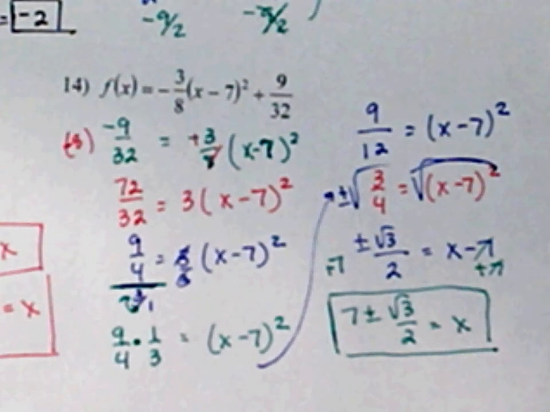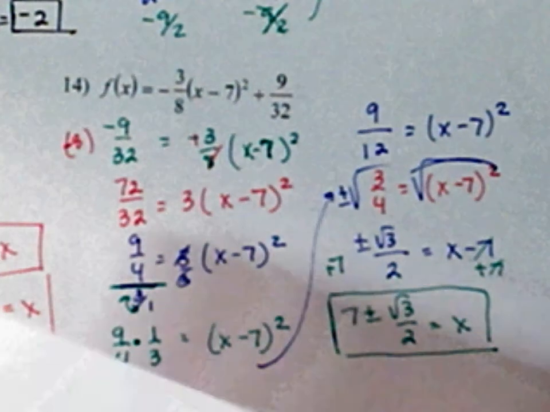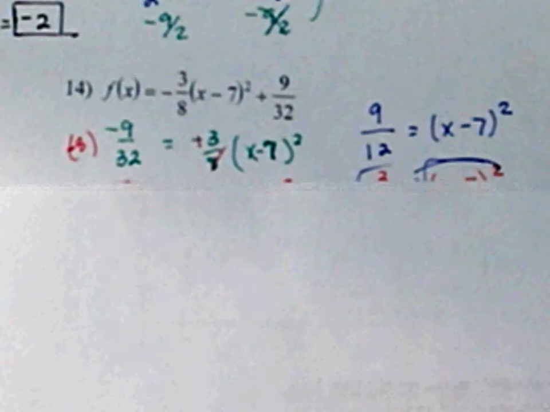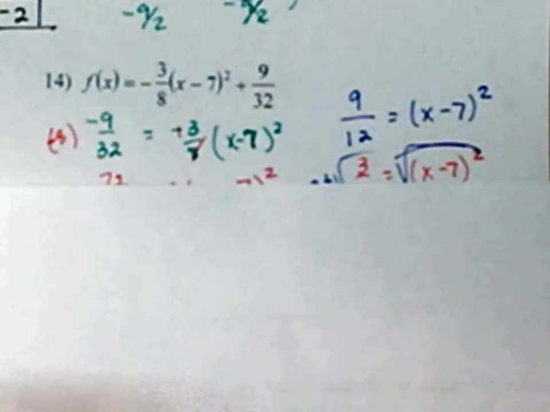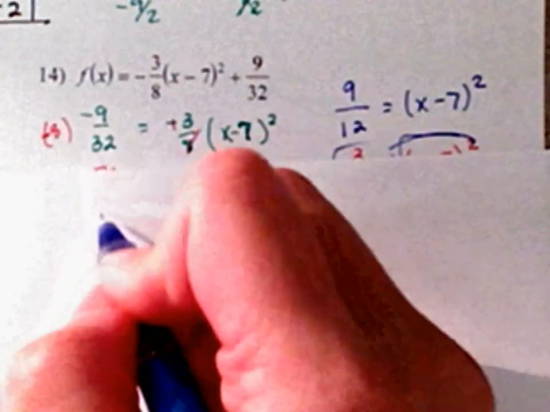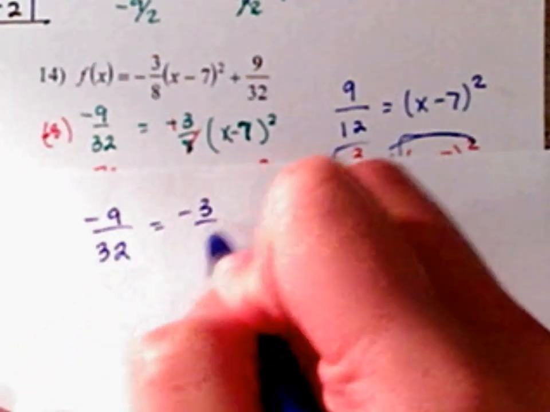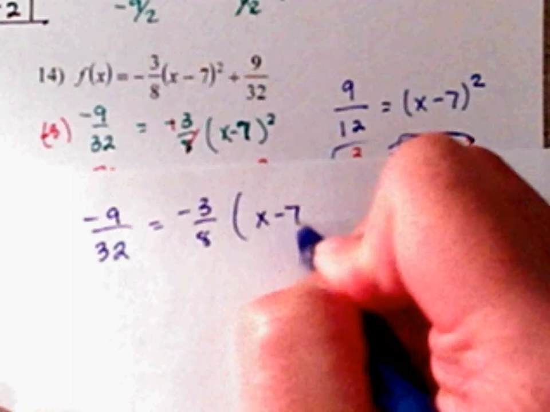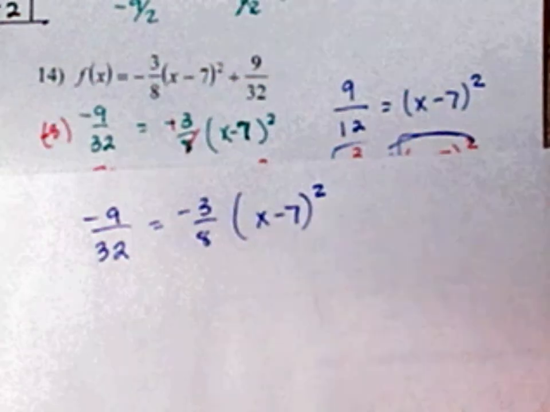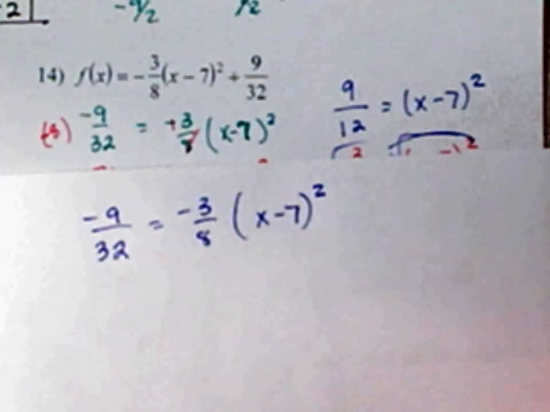Alright, now I want to show you guys something that you could have done instead of taking this long route. When you are right here, this is something that you could have done, okay? So let me rewrite this real quick. You had negative 9 over 32 is equal to negative 3 over 8 times (x minus 7) squared. All right, if you know your inverses and you know reciprocals, then this would work.